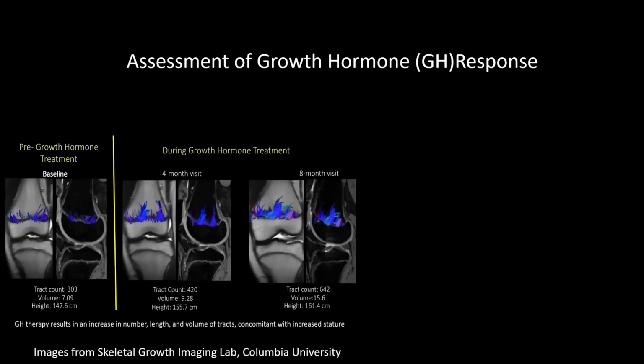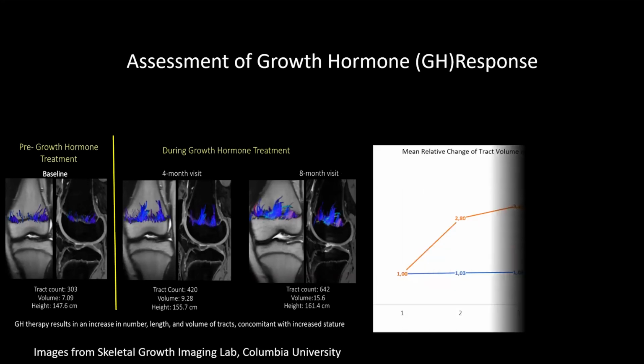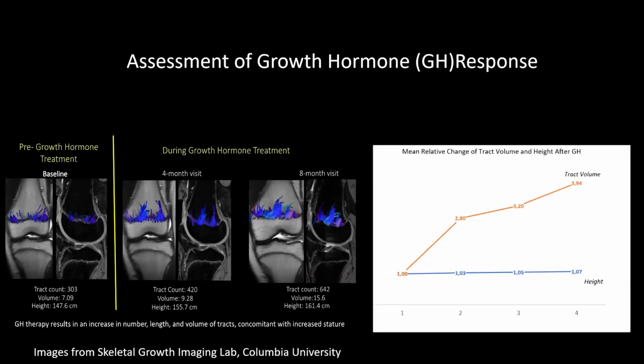So now we know fairly well what it looks like in a normal person. But the good thing is then we can start to assess therapies, for instance, growth hormone. We have an ongoing study where we have a baseline, we do an exam of an individual, then they start the growth hormone therapy, and we follow them after 4 and 8 months. And we are continuing to follow them. We could see that the tract count and volume increases, but we also could see a quite significant increase of height as well. So this is a good thing.